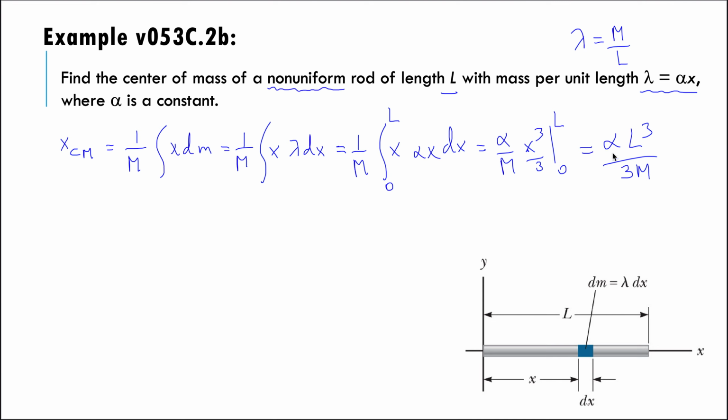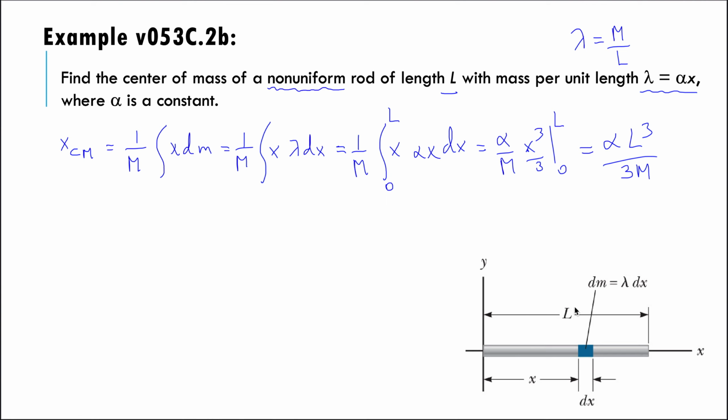However, we always want to give our answer in terms of the variables given in the problem. For this part, m is not given in the problem. So we're going to want to write the mass in terms of the linear density and hopefully get rid of m. We really want our answer to only be in terms of L.